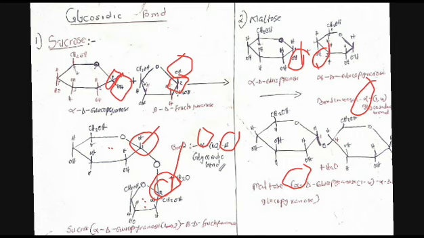So that's all for sucrose and maltose. And you can go ahead by doing the structure of lactose, that's made by glucose and galactose.